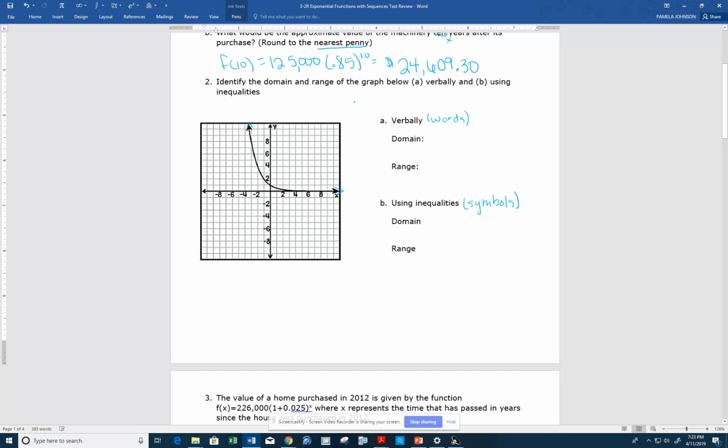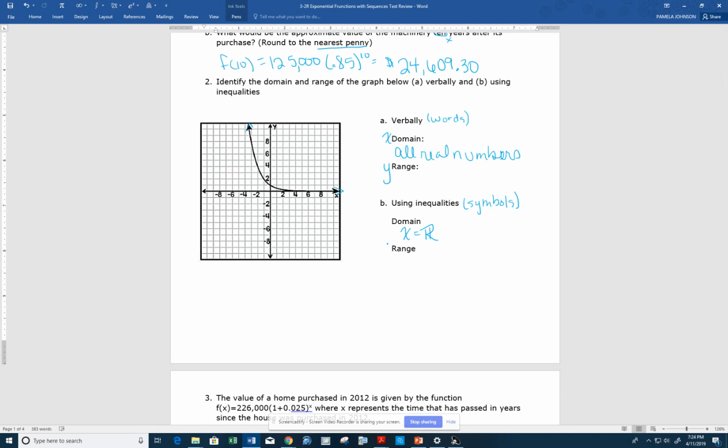Now, remember, our domain is our x values and our range is our y values. For our domain, because it keeps going in both directions and there's not a situation to limit that, our domain is going to be all real numbers. And when we write this in symbols, it's x equals all real numbers, that fancy R symbol.